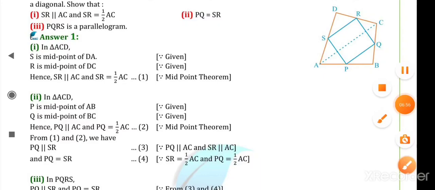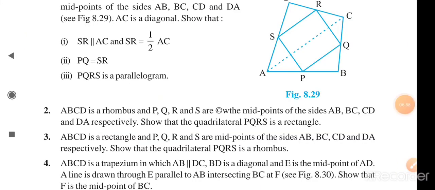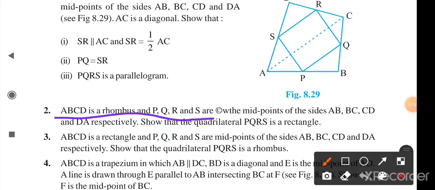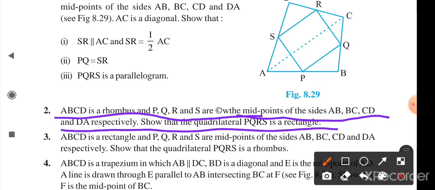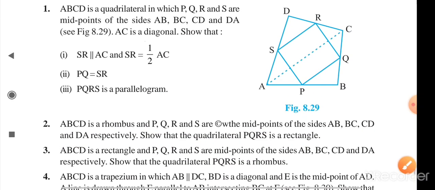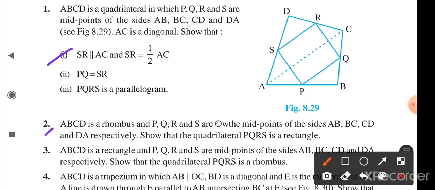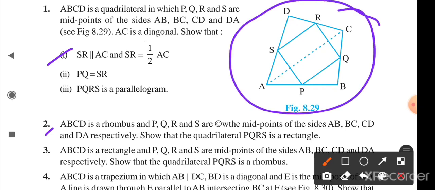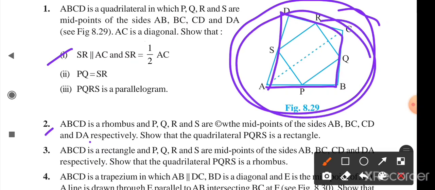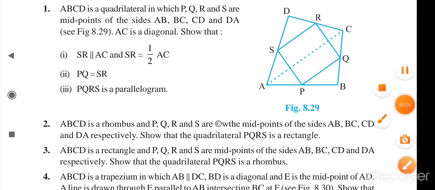Now moving to the next question. See that in question number 2, ABCD is a rhombus. P, Q, R, S are the midpoints of sides AB, BC, CD and DA respectively. Show that quadrilateral PQRS is a rectangle. If you see this question carefully, question number 2 and question number 1 are approximately equal, but in question number 1 you were given a simple quadrilateral, but in question number 2 you are given a rhombus. You will make the same figure, but this time you will make a rhombus. I will show you how to solve this question.